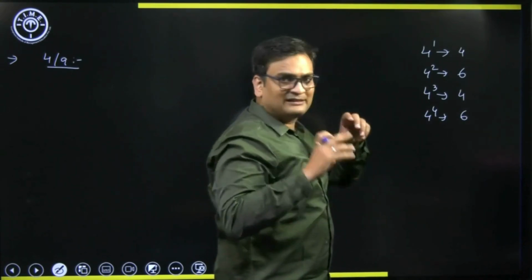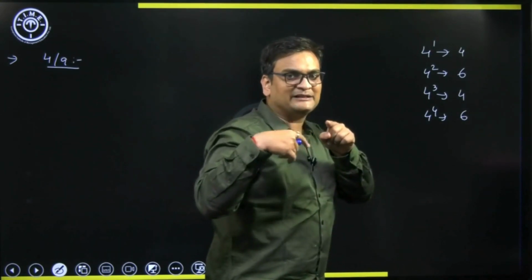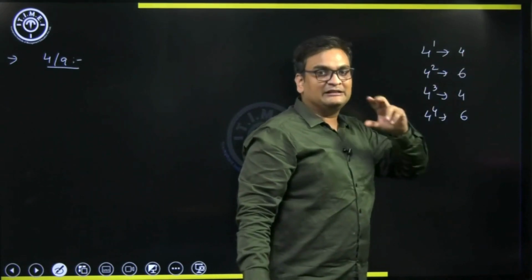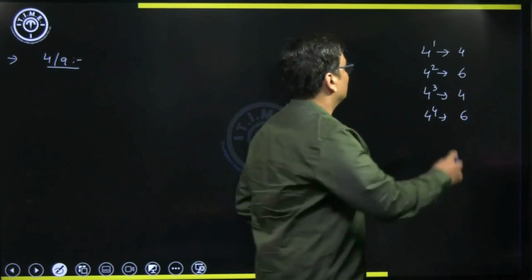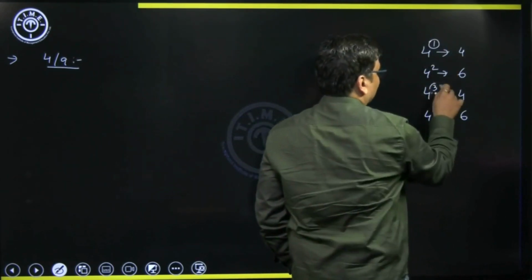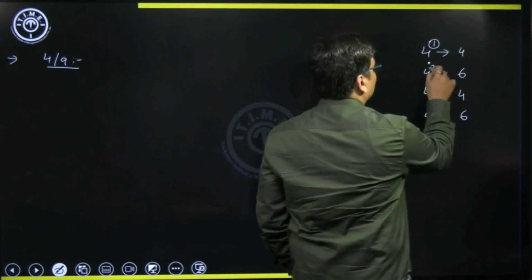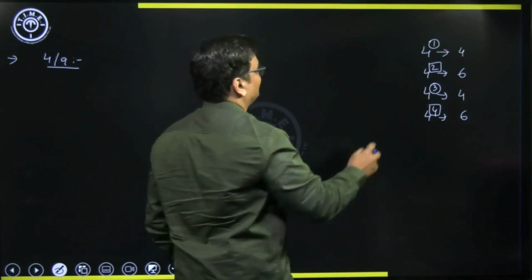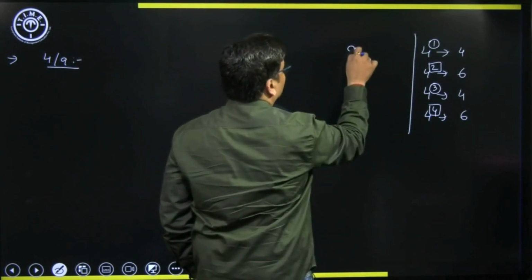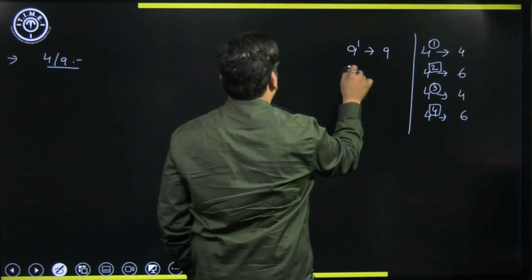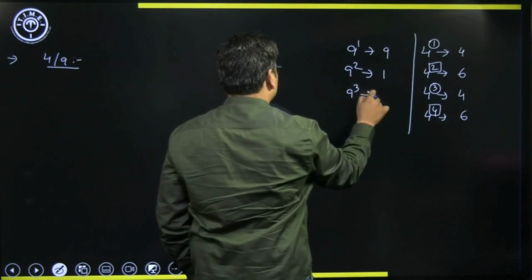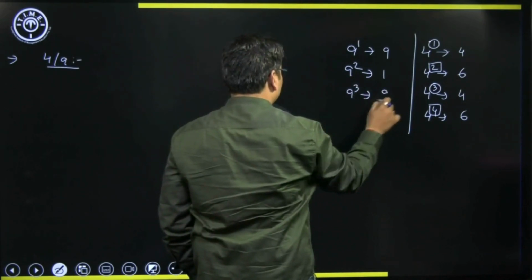So here I notice there is a pattern. It's not the same number being repeated every time. The last digit can be either a 4 or a 6 depending on the power. Please note, if the power is odd, last digit is 4. If the power is even, last digit is 6. Similarly, if you look at the powers of 9, 9 power 1 ends with 9. 9 square is 81, ends with 1. 9 cube is 729 actually, so it ends with 9.